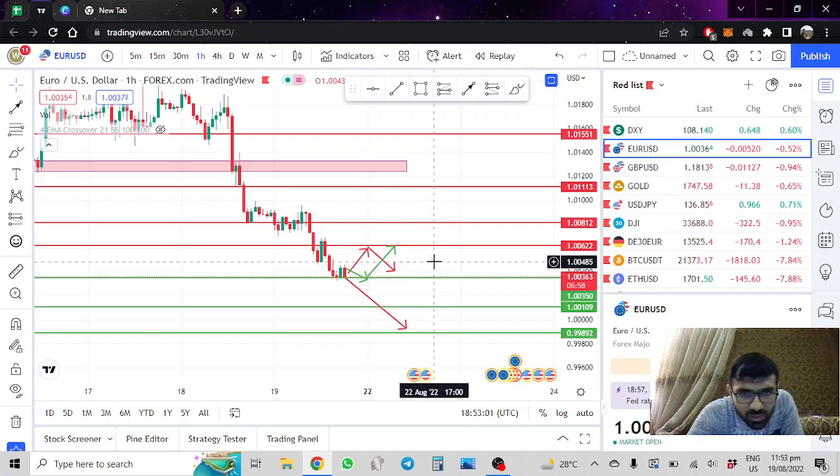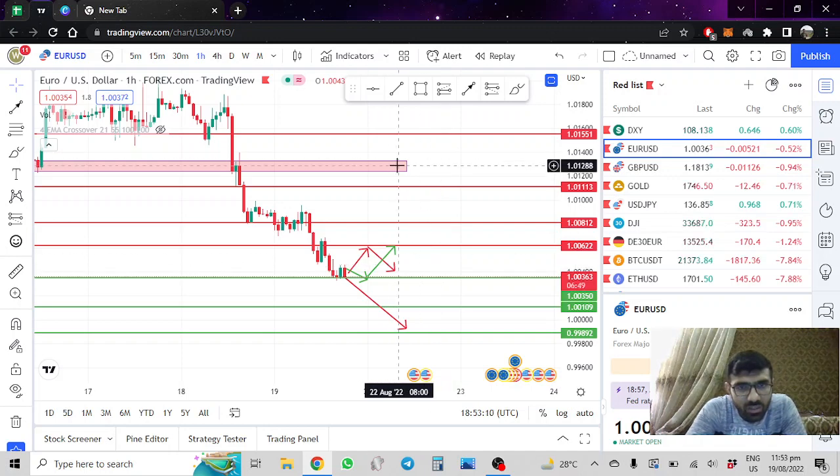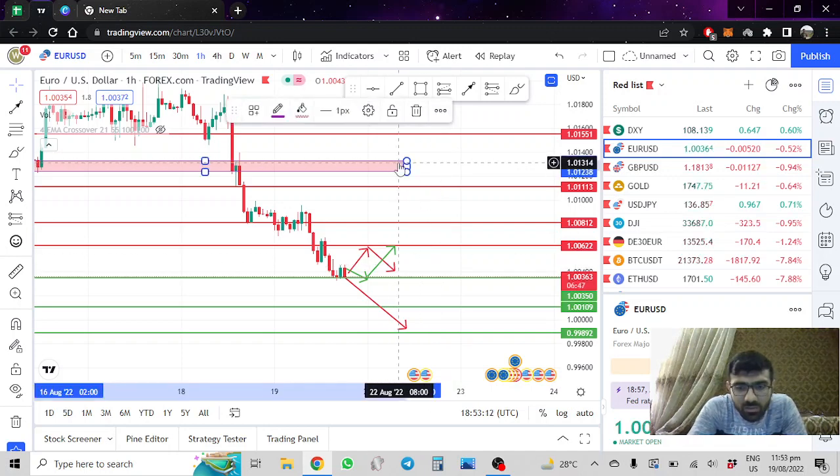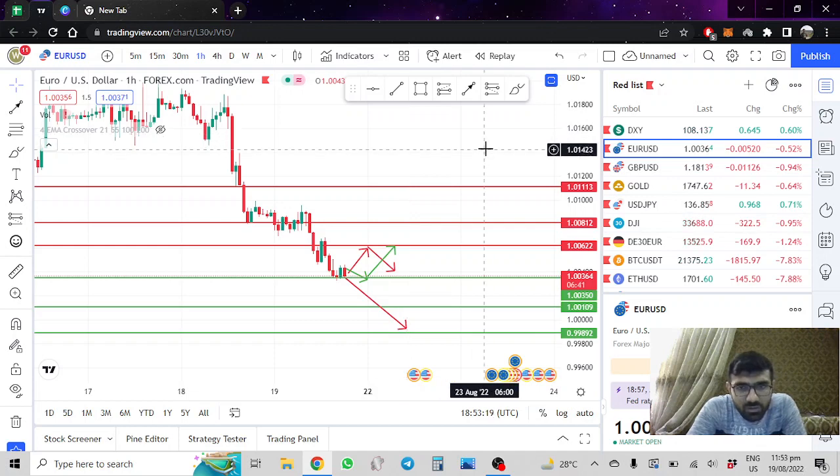And let's hope that one of the scenarios is followed on Monday. Okay, so just be careful and do trading accordingly. Okay, so let me remove this as well and this as well. Okay, so just remember that these six levels are for you guys and would be enough to trade on Monday, 22nd of August. Okay, now let's move to the GBP USD pair.